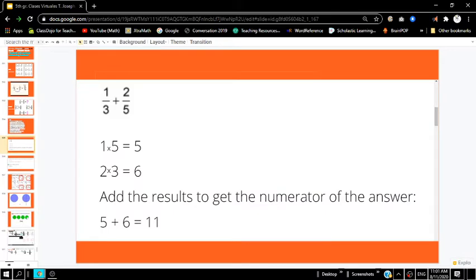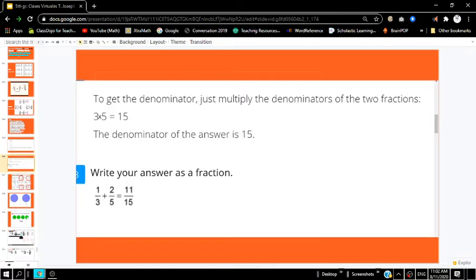Here's another example. 1/3 plus 2/5. We would take 1 times 5, which equals 5, and 3 times 2, which equals 6. Okay? And we would just add those two numerators together. 5 plus 6 equals 11. Once we know that our numerators are the same, we just make sure that we do the same thing with the denominators. Okay? Those denominators are a very key aspect of being able to add or subtract fractions.